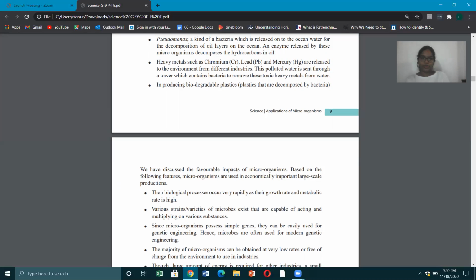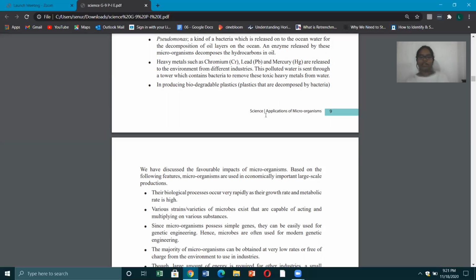Okay, so chromium is Cr, lead is Pb, mercury is Hg. Okay, so they have their specific symbols. You will be learning it very soon. They are released to the environment from different industries that you all know.